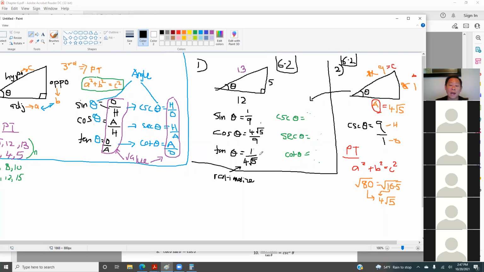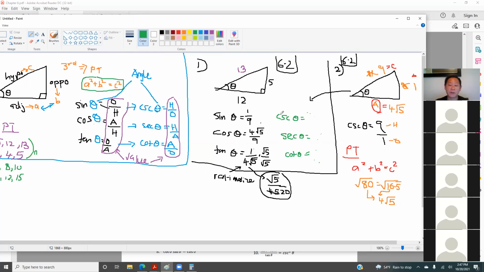So how do we rationalize this? We multiply this by root 5. So this is actually root 5 because 1 times root 5 is root 5. This will become 4 times 5. So you still have the 4. Root 5 times root 5 gives us 5. So 4 times 5 is 20. So this is the tangent we are looking for. Tangent theta in this case is root 5 over 20.